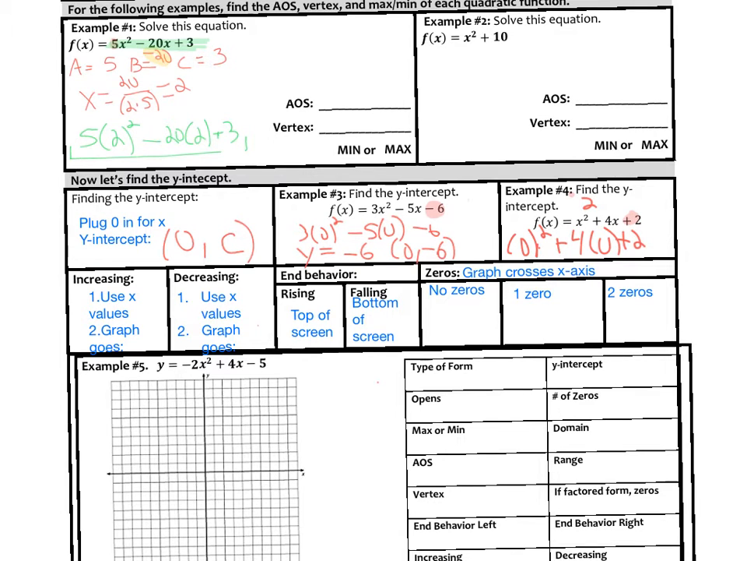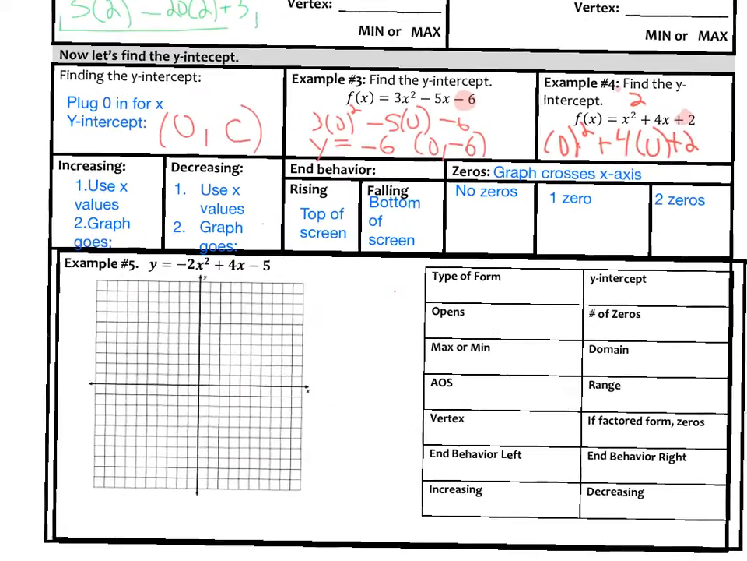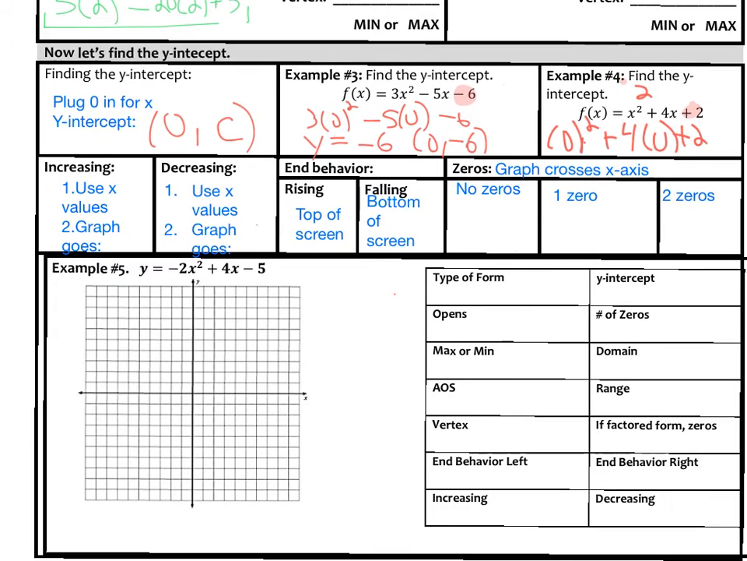All right, so now we're going to bring in some other terms that we haven't heard about in a little bit, but we did talk about in our very first unit. Increasing and decreasing. Remember, we are going to use the x values for increasing and decreasing. Increasing, the graph goes up. Decreasing, the graph goes down. Then we're going to talk about our end behavior, and remember, those are the arrows. If it goes to the top of the screen, it's rising. If it goes to the bottom of the screen, it's falling.